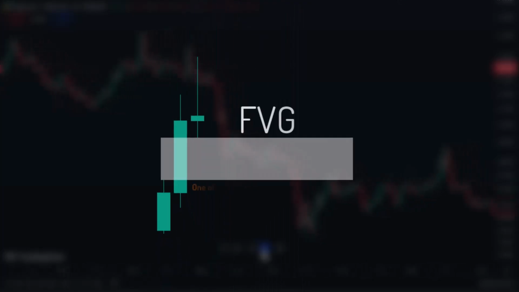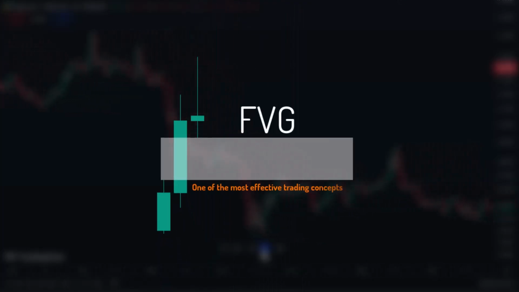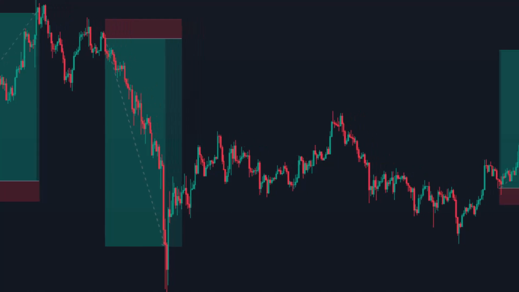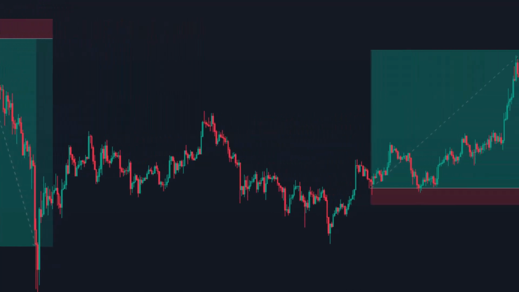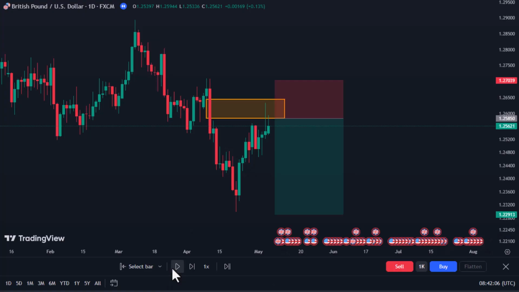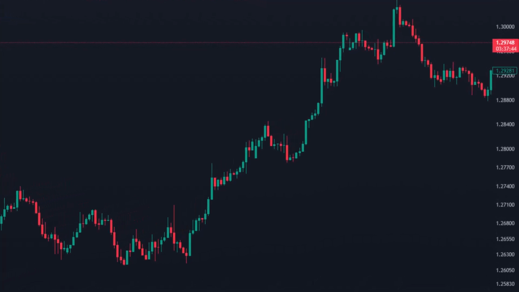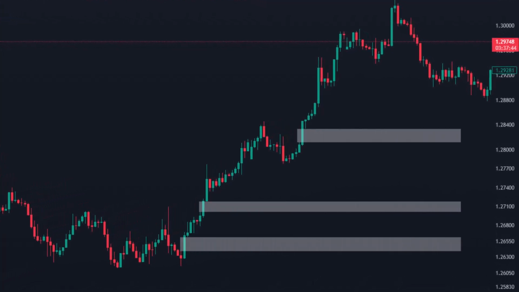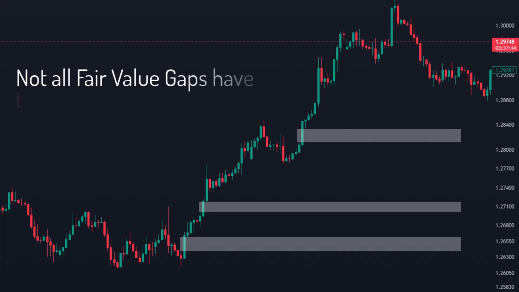The fair value gap is one of the most effective trading concepts, and it's a strategy that has brought me numerous profitable trades over the years. However, many traders struggle with it, often using it incorrectly, which leads to losses. The challenge with trading fair value gaps is identifying which gaps are most likely to work, as not all fair value gaps have the same potential. Some are far more likely to yield profitable outcomes than others.